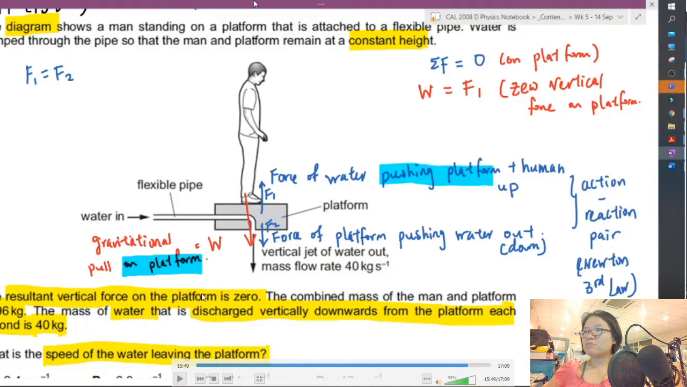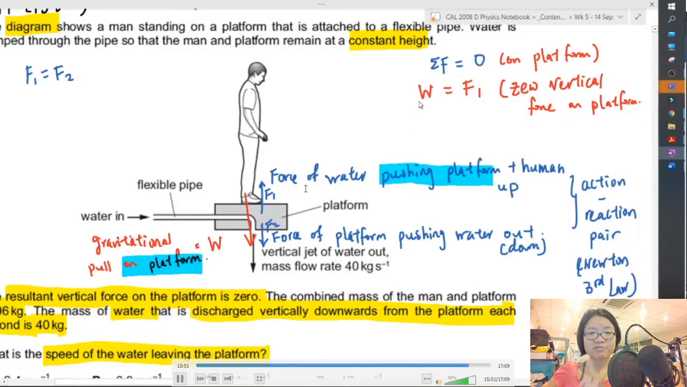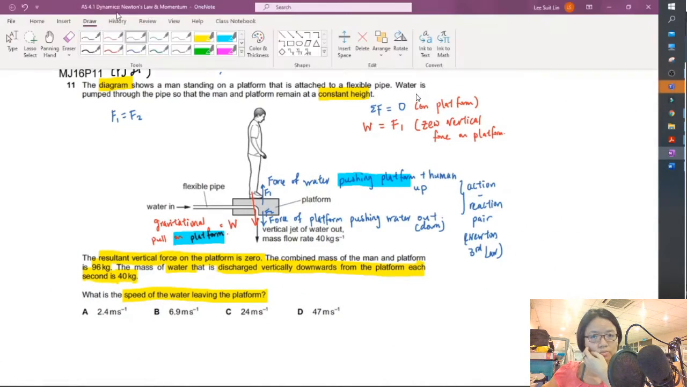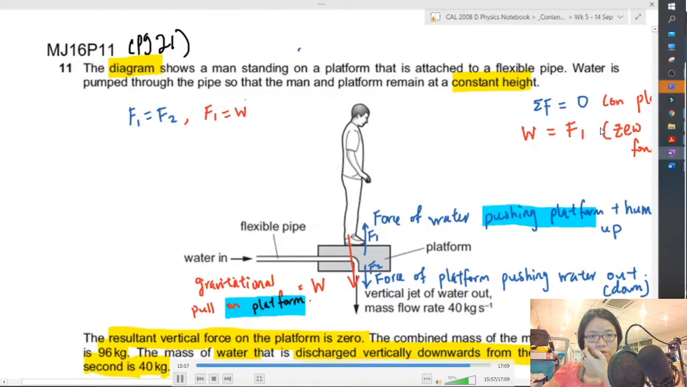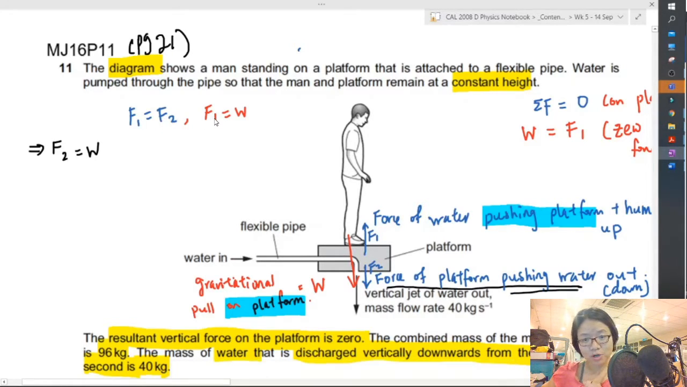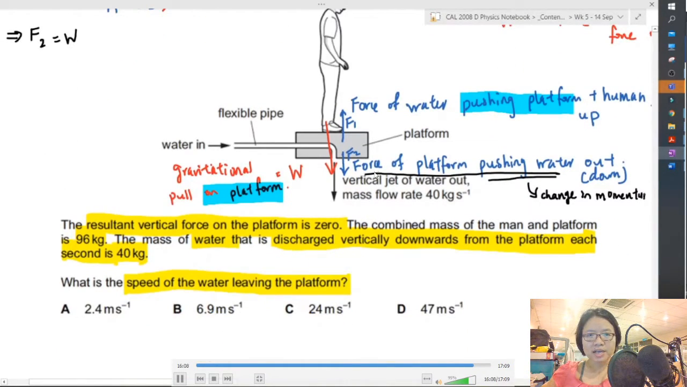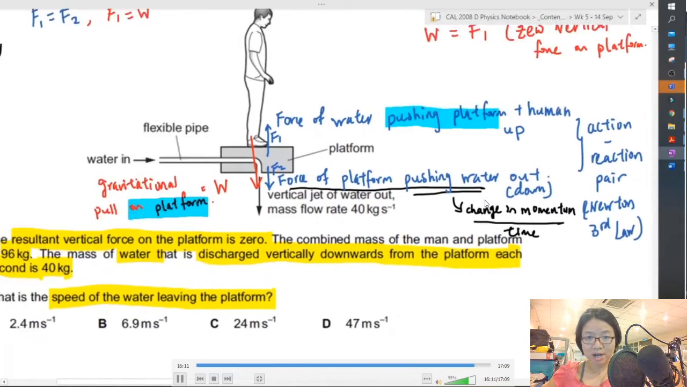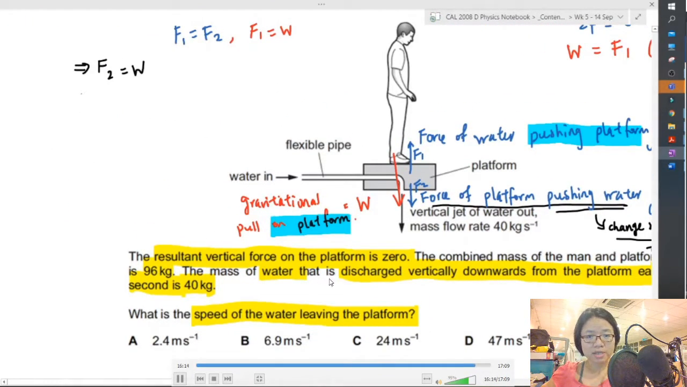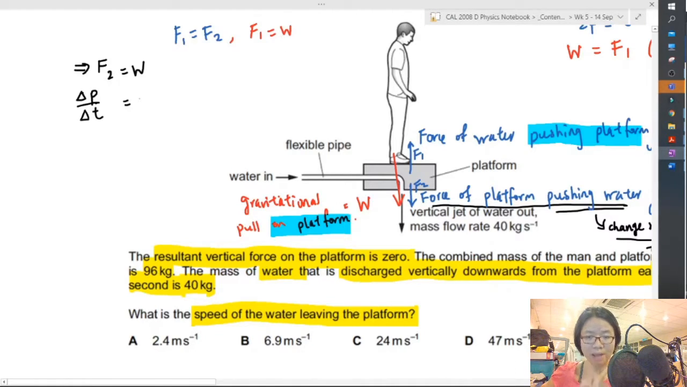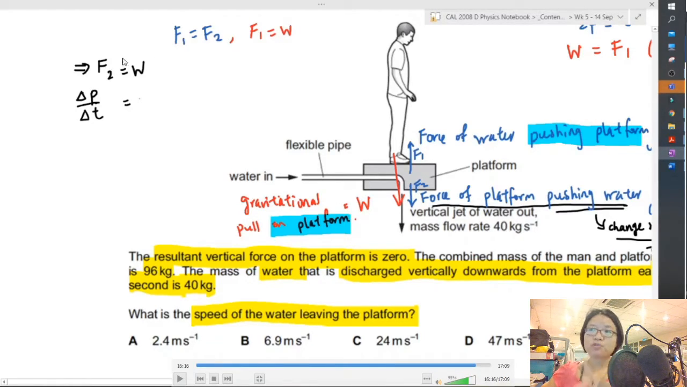Okay, so F1 now will be equal to F2 and also be equal to W for very different reasons. So you can see that W equals F1 because F1 equals F2 because of Newton's third law. W equals F1 because there is no unbalanced force. And when you want to think about F2, this F2 is the force of the platform pushing the water out, which means we will find the change in momentum over time. So what we are saying here is F1 equals F2, Newton's third law, F1 equals W, no unbalanced forces, so hence I can say F2 is equal to W.